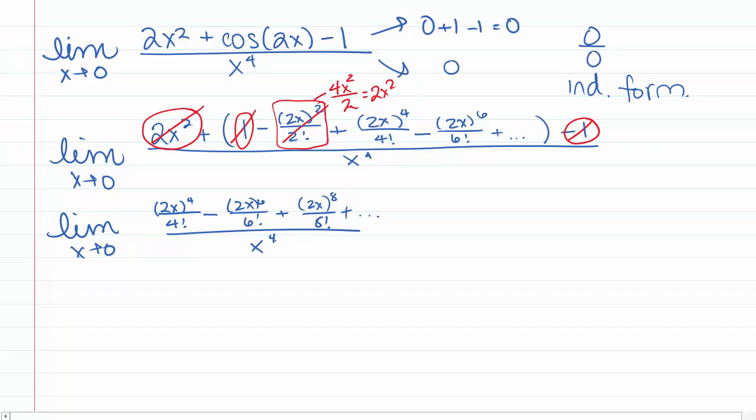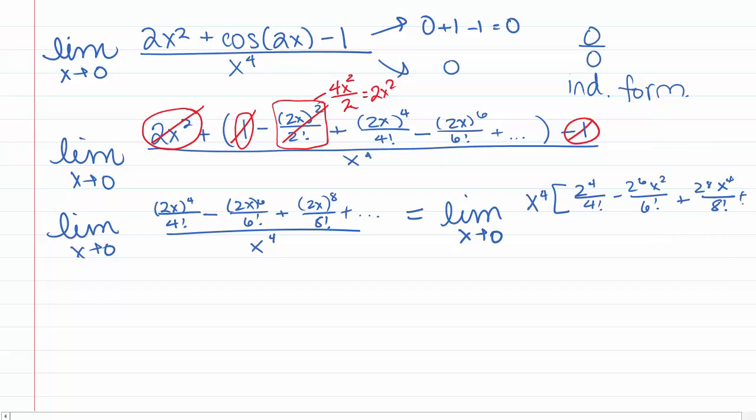But now we can divide everything through by x to the fourth, or maybe factor out an x to the fourth on top. Might be easier. Let's try that. So let's do limit as x goes to 0, and let's pull out an x to the fourth. So now we're looking at 2 to the fourth over 4 factorial minus 2 to the sixth x squared over 6 factorial plus 2 to the eighth x to the fourth over 8 factorial, etc., over x to the fourth on the bottom.